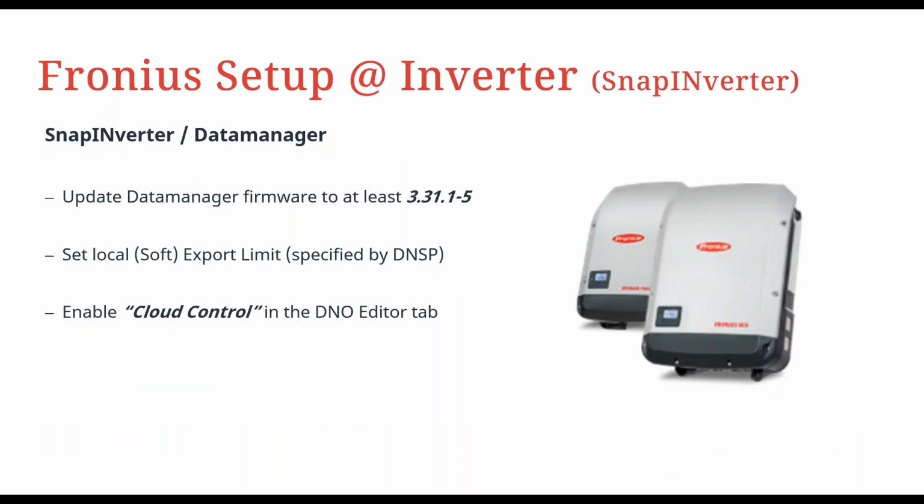Okay, so in terms of the setup, for a Snap-INverter data manager, there's 3 things you need to do. This is in addition to your normal setup. First, update the data manager firmware. That needs to be at least 3.31.1-5, which is the latest at the moment. Then set the local export limit, again specifying the DNSP for that particular site. And the other thing is to enable cloud control, which is a new feature on the inverter.